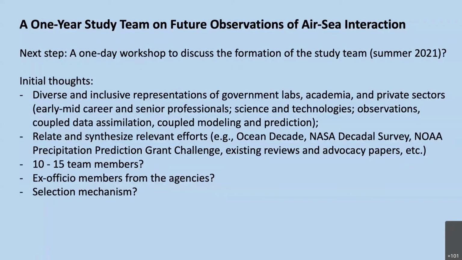We have not decided. The current thought is this one-year team should be very diverse and inclusive, representing the three sectors: the government, academia, and private sectors. Should be balanced by professionals at various career stages, balance between science and technology, and should focus on observations, but motivated by coupled data simulation, coupled modeling and prediction. And it should leverage the current activities such as Ocean Decades, NASA Decadal Survey, and NOAA Precipitation Prediction Grand Challenge, and other existing review and advocacy papers. And probably the membership will be 10 to 15 to be manageable, maybe include ex-officio members from the agencies.